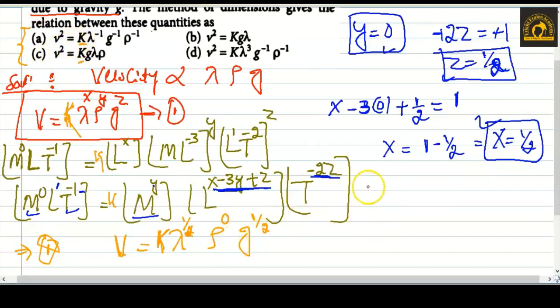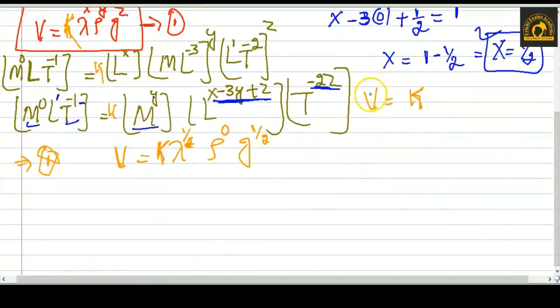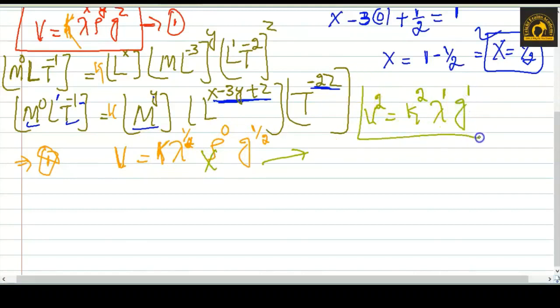Okay, so next, velocity is equal to k, as it is, wavelength to the power 1 by 2. We square both sides because the option is a square. So squaring on both sides, V square is equal to k square lambda to the power 1 by 2 times 2, it is 1. Then the power 0 means it is 1, and acceleration due to gravity to the power 1. Okay, so this is the answer.